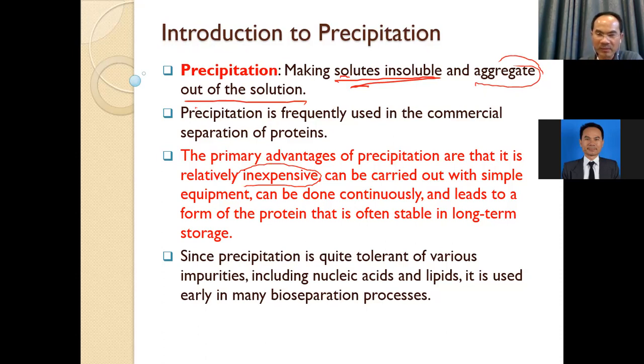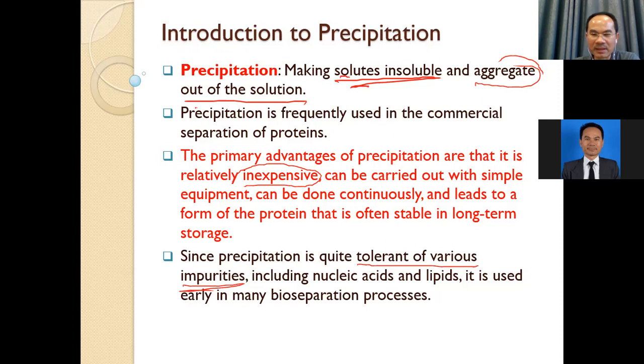Okay, and also we have some disadvantages because precipitation is quite tolerant of various impurities. For example, if we have protein, amino acid, and antibiotic all dissolved in water, and you would like to precipitate, usually you precipitate all three of these together. You cannot separate only protein. You cannot separate only amino acid. Sometimes you have to purify further.